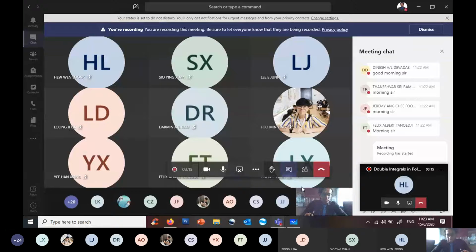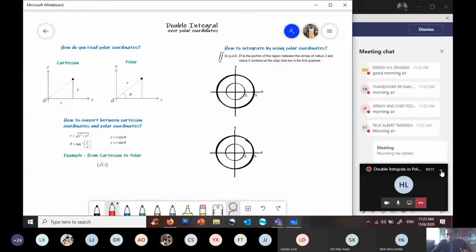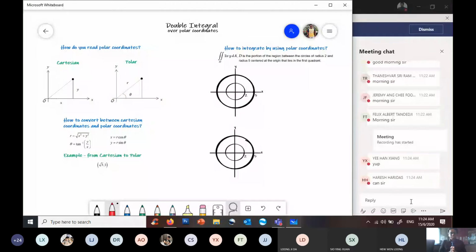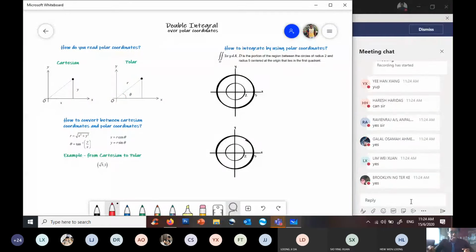Okay, so I believe you can see my screen and my whiteboard right here. Can anyone clarify for me? Can you see the whiteboard here? I'm looking at the chat box. Anyone, if you can see the whiteboard, please say yes. Okay, nice. Now I'm confident everyone can see it.